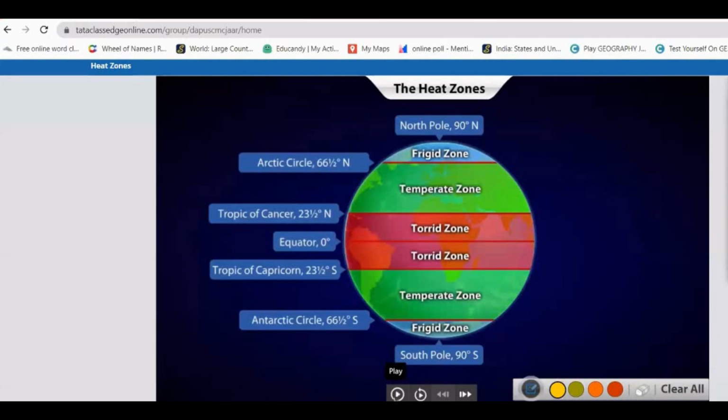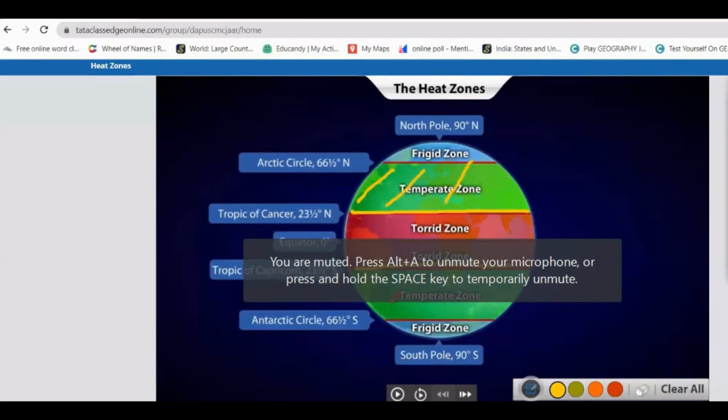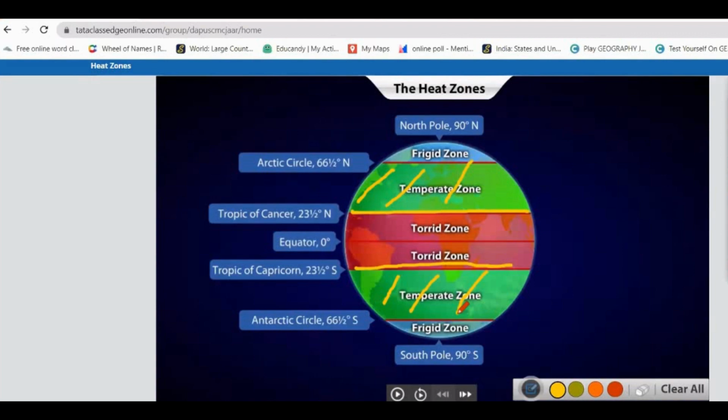Here you have seen that there are 3 climatic zones, and these are demarcated by the important parallels of latitude. The area between the Tropic of Cancer and Tropic of Capricorn is known as the torrid zone. It receives the maximum sun rays and these are the warmer areas. Between 23.5 degrees north to 66.5 degrees north and 23.5 degrees south to 66.5 degrees south, the temperate zone is located. Between the Arctic Circle and the North Pole is the frigid zone in the north, and between the Antarctic Circle at 66.5 degrees south and the South Pole, the frigid zone is located in the southern hemisphere.